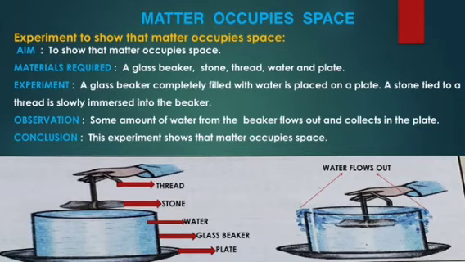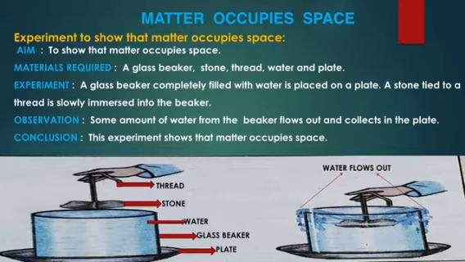Now let's continue the lesson. In the previous class, we learnt about the properties of matter. Can you tell me what are the properties of matter? Yes. Matter occupies space and matter has mass or weight. These properties can be understood with the help of some simple experiments. Now we will see an experiment to show that matter occupies space. So the aim of the experiment is to show that matter occupies space.